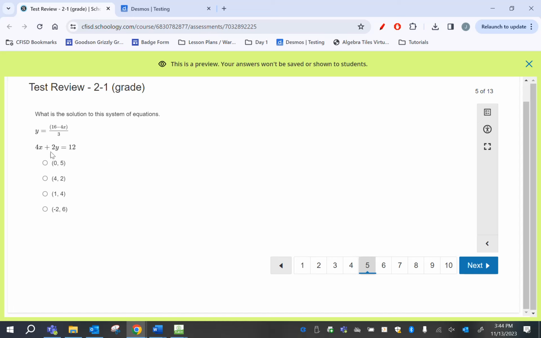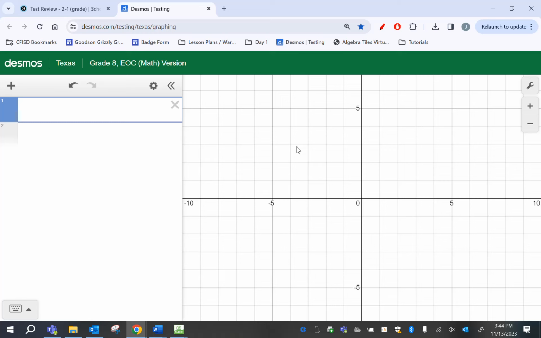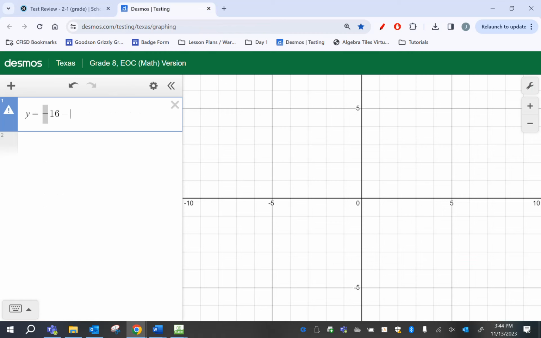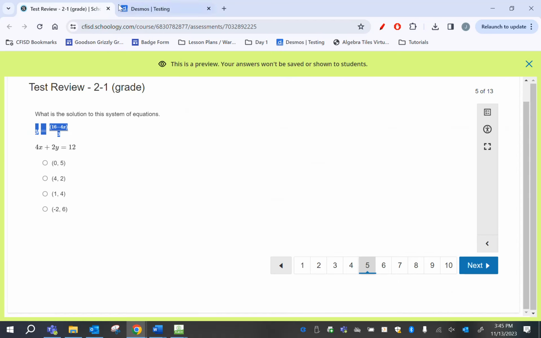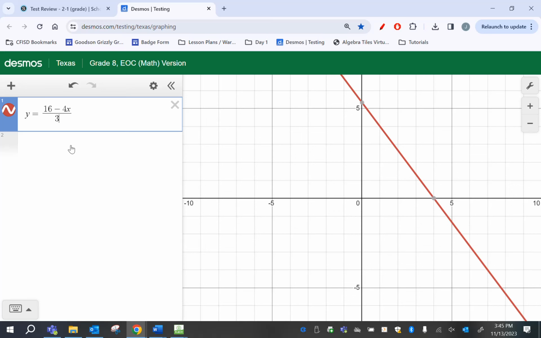This one asks, what is the solution to this system of equations? This first one, you can graph it as is. If I type in y equals, and then to make a fraction, you can either use parentheses or you can just type in frac, and it'll create a fraction for you here. And we can type in the top 16 minus 4x, and on the bottom I believe was a 5. It was a 3. And there is the first equation.